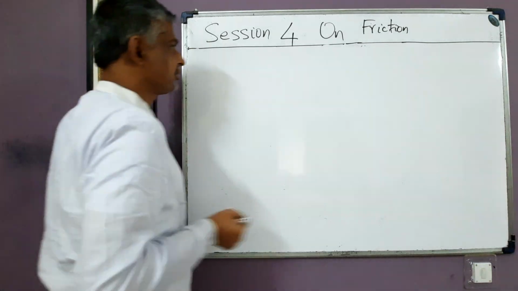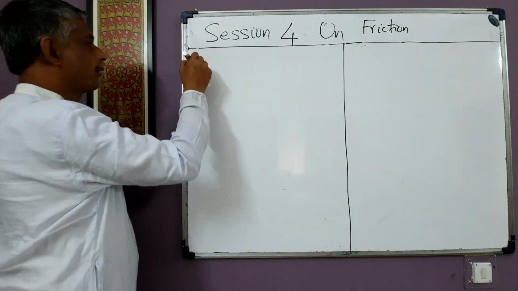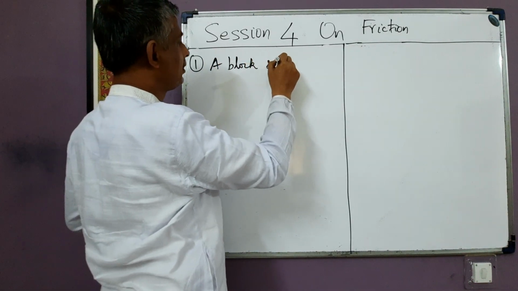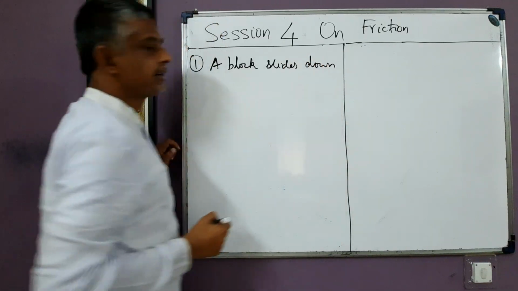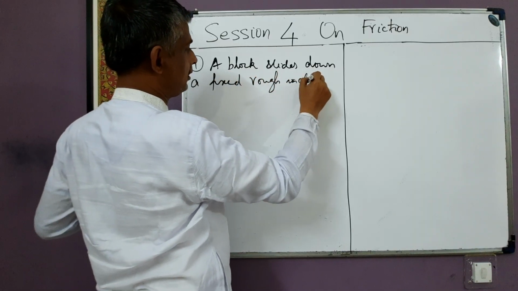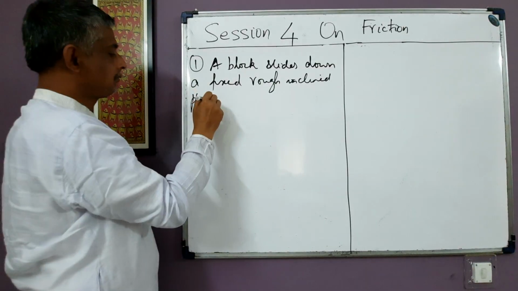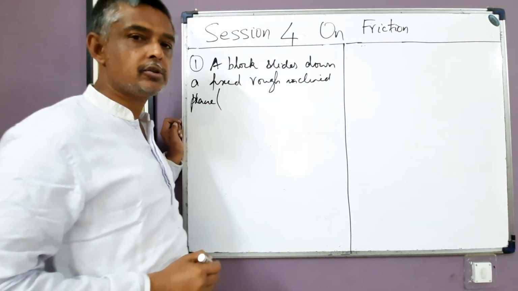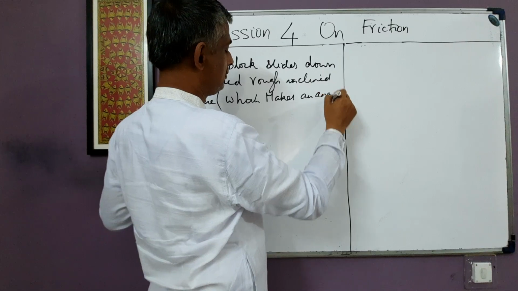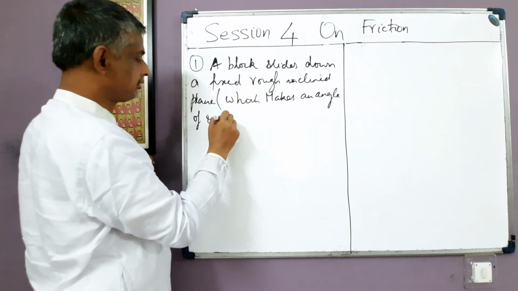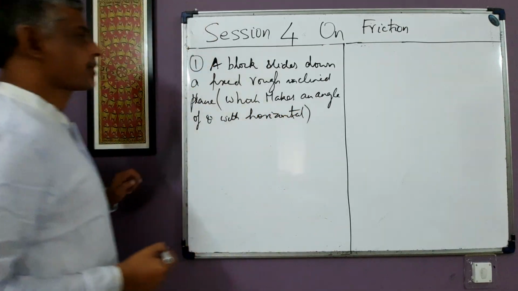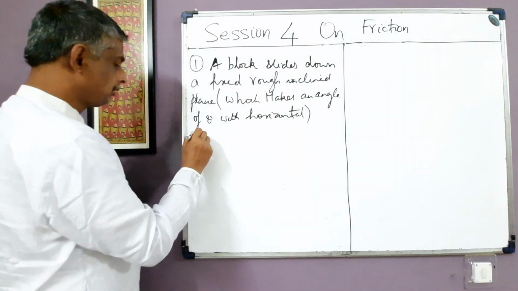Okay. The first question is this. A block slides down a fixed rough inclined plane, and this plane makes an angle of theta with the horizontal, at a constant speed.